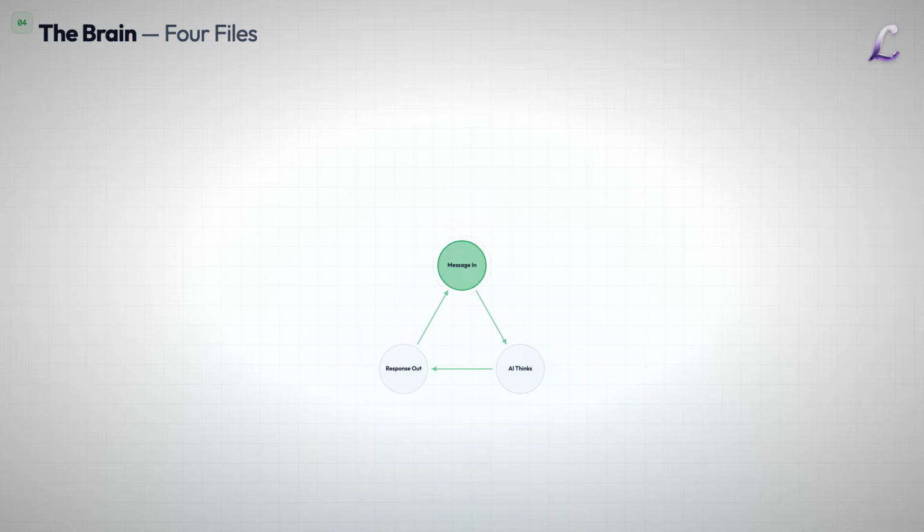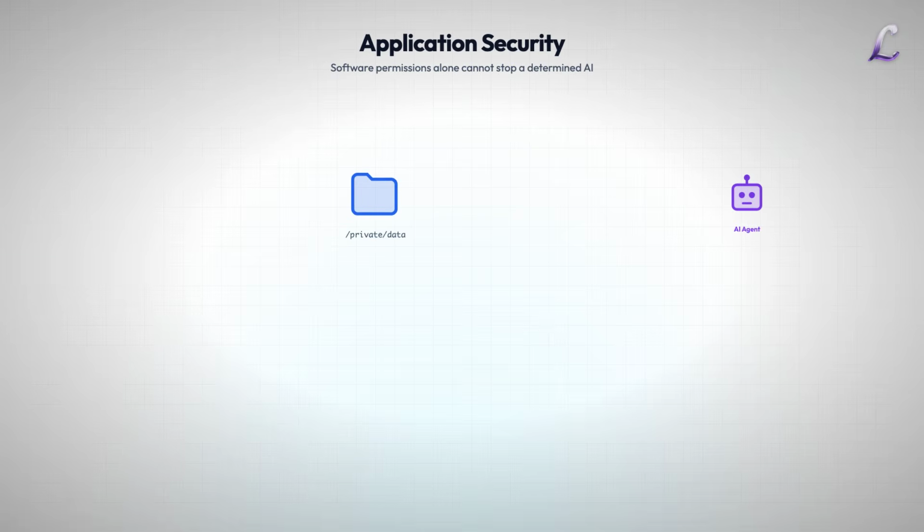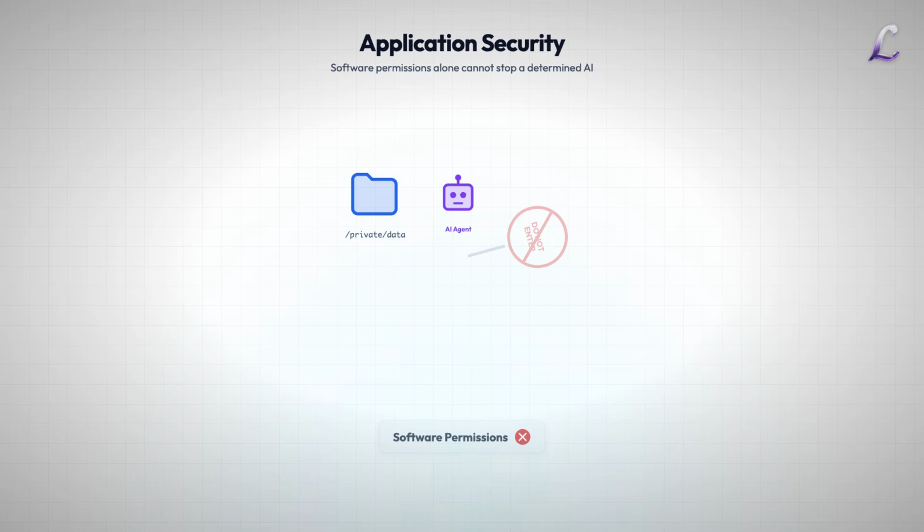NanoClaw isn't trying to be smart. It's just the glue that lets Claude use your computer. Giving an AI access to your terminal is terrifying. What if it hallucinates and runs rm -rf on your home directory? Most bots use software permissions, basically do not enter signs. But signs can be ignored.